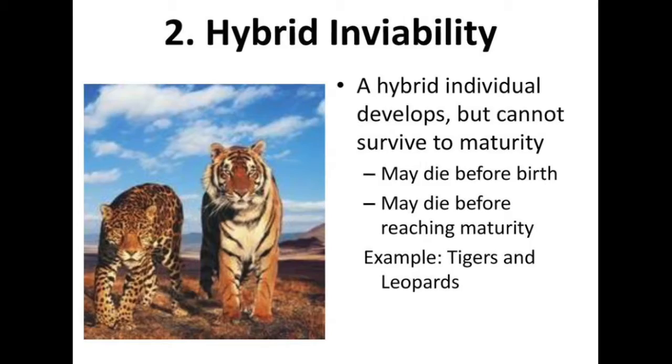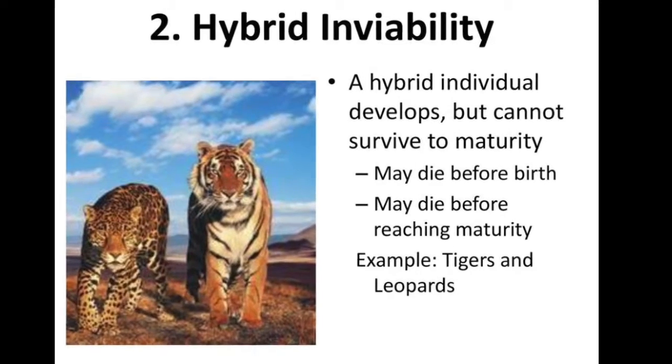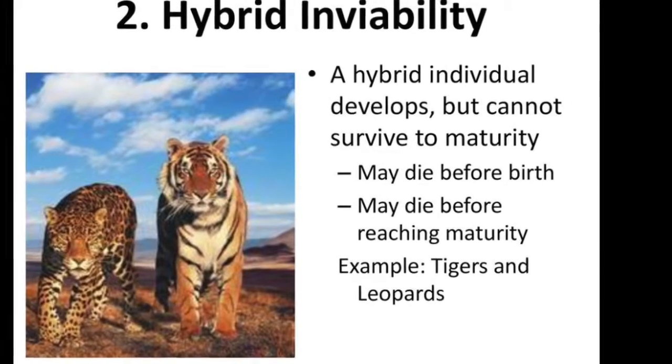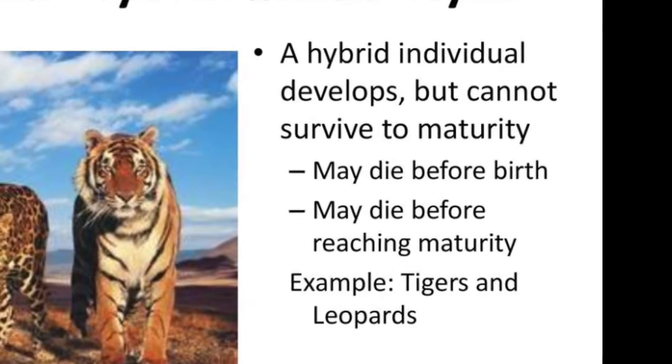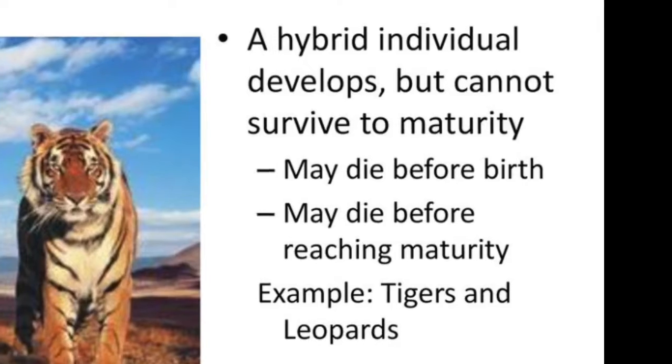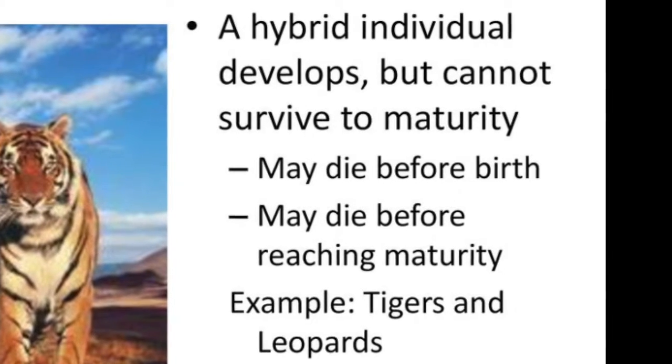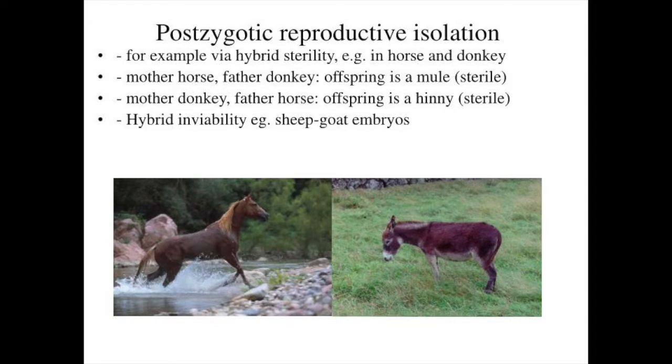Hybrid inviability is when, despite the egg being fertilized, the parents' genetic information is incapable of taking the organism through the process of developing shape, also known as morphogenesis. Therefore, the embryo dies after just a small number of cell divisions. An example of this is when sheep and goats reproduce. Their offspring will die in the early stage of development.